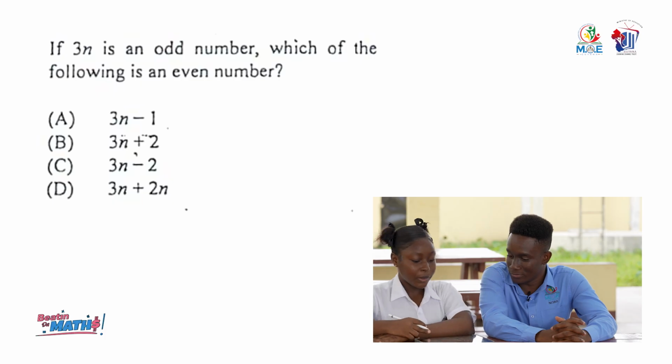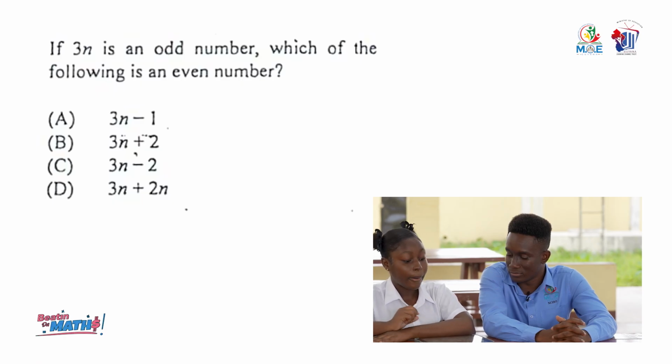Okay, so since we don't have a value for n, we will take that out. 3 is an odd number, and an example of an odd number is 5, and therefore when you subtract 1 from 5, it's going to give you an even number, 4. So therefore your answer will be A, 3n minus 1.